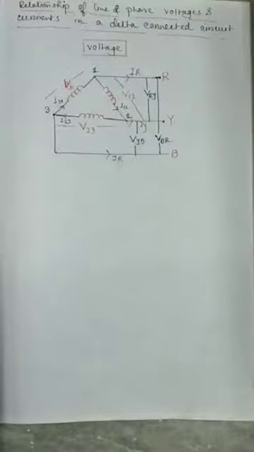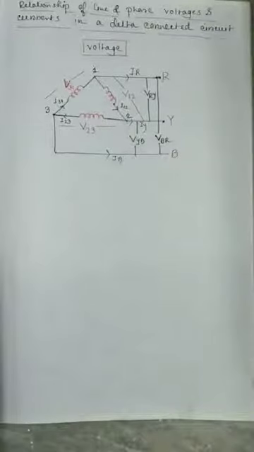Hello students. Today I will discuss the relationship of line and phase voltage and current in a delta connected circuit. In my previous video I discussed the star connected circuit. So today I will discuss the relationship of line and phase voltages and currents in a delta connected circuit. At first we will discuss the line and phase voltages.